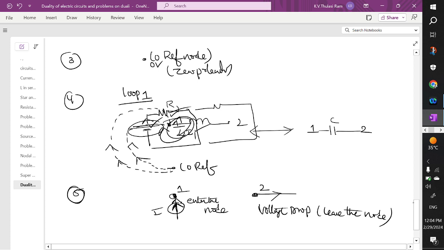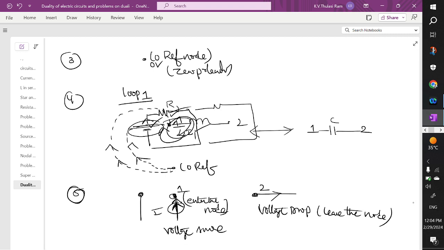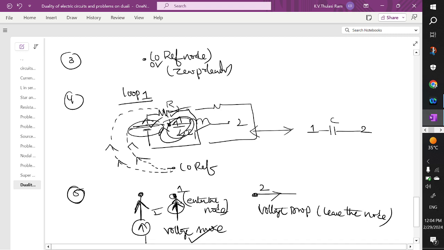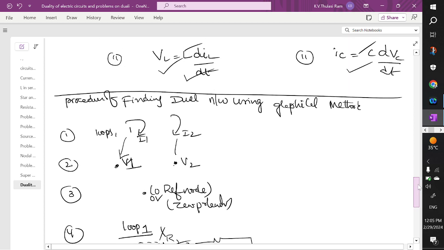If you have voltage sources in the same direction of current, then you have to draw them as entering the node. The current is entering the node when you have voltage sources. If there is no voltage source, this resistor, this capacitor and this inductor act as a drop. All the voltage drops, you have to draw as leaving the node. So these are the 4 points you have to remember while performing the graphical analysis.